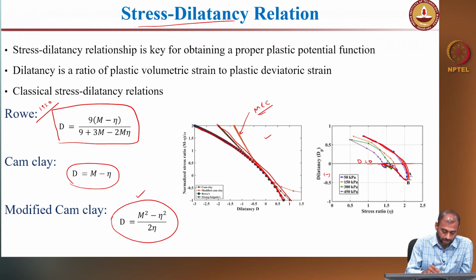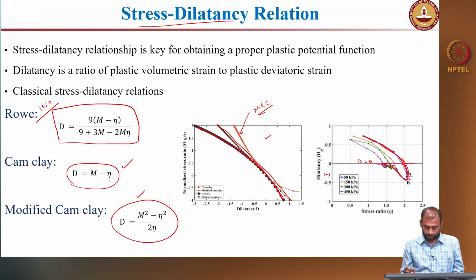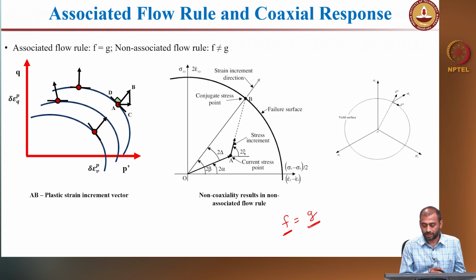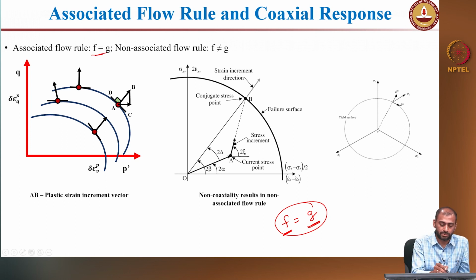So, we will see how to derive these things in the next few slides. This is on Cam clay and modified Cam clay. This is the stress dilatancy relationship, and using this you can get a plastic potential function. As I discussed, in some cases you can use f equal to g, so your yield function is equal to the plastic potential function. When you assume f is equal to g, this is called an associated flow rule.